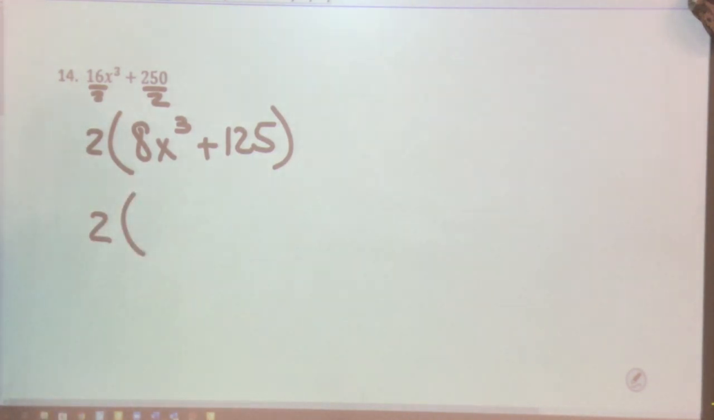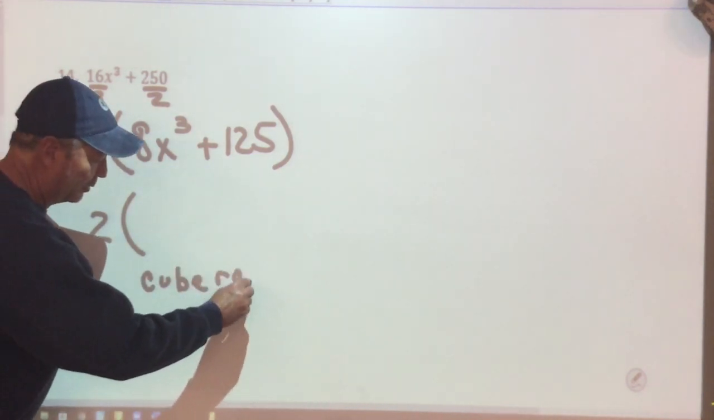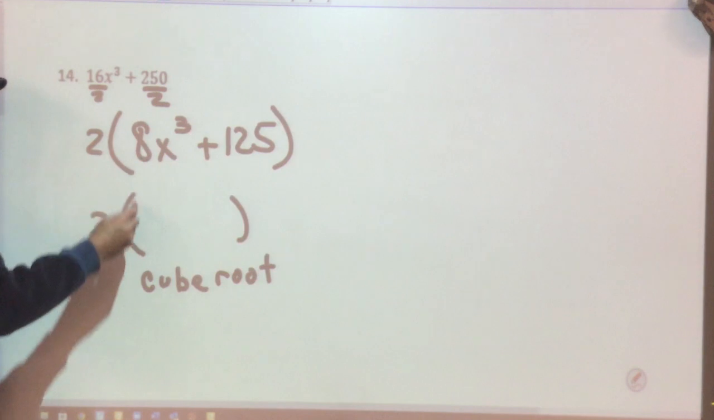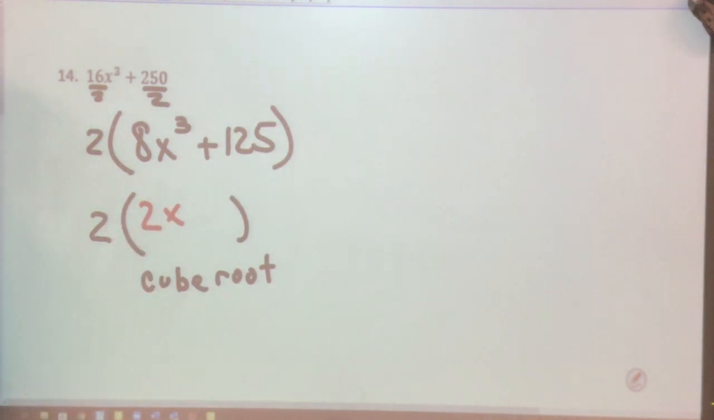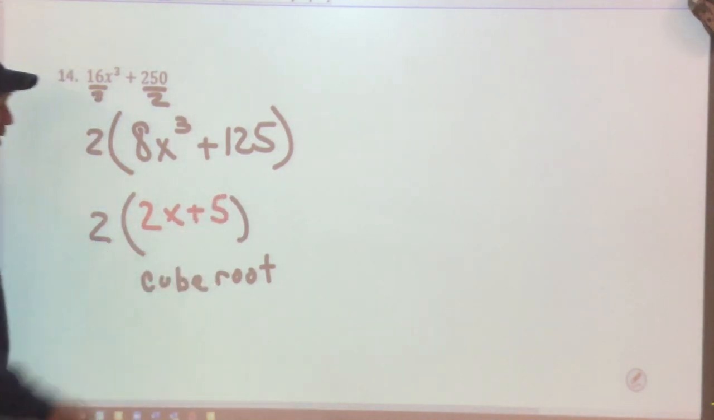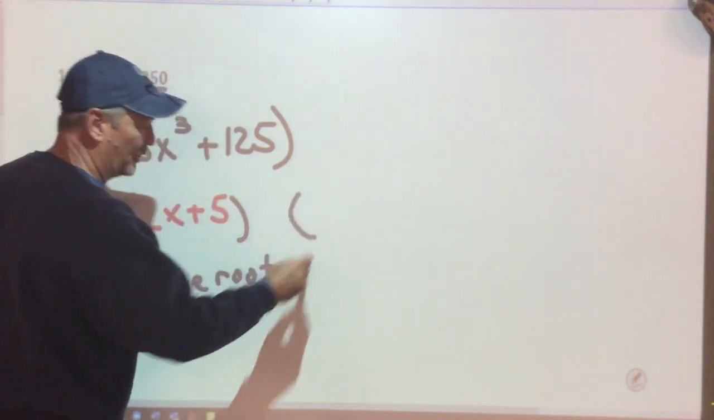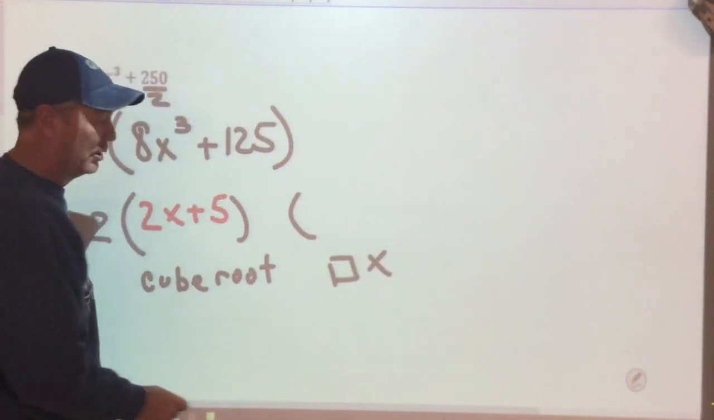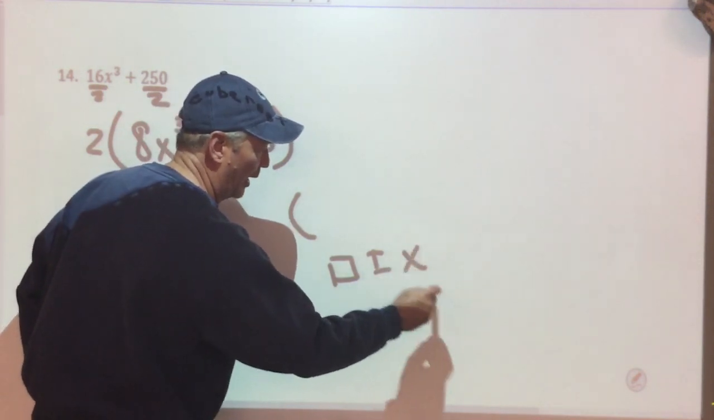In the first parentheses, I'm going to ask you to find the cube root. The cube root of 8 is 2. The cube root of x to the third is x. Plus the cube root of 125 is 5. That took care of the first parentheses. In the next parentheses, we're going to ask you to follow this pattern. We're going to ask you to square, change the sign, multiply, and square.